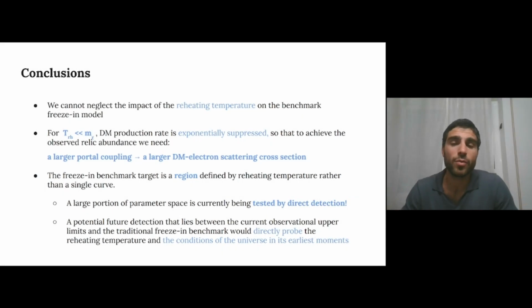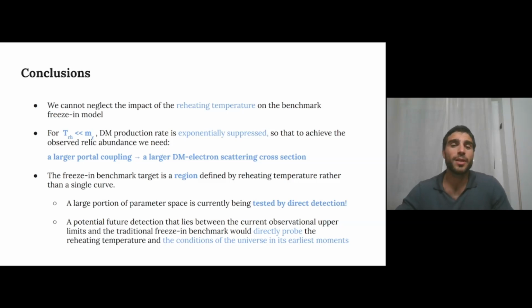And with this, I will leave you with my conclusions. I hope I convinced you that in the context of the benchmark freezing model for direct detection, we cannot neglect the impact of the reheating temperature. In fact, for T reheating much less than the mass of the dark matter, the production rate is exponentially suppressed, so that to achieve the observed relic abundance, we need a larger portal coupling and consequently a larger dark matter-electron scattering cross-section. The possible range for the reheating temperature therefore opens up a large region of the dark matter parameter space that is already being probed by current direct detection experiments.